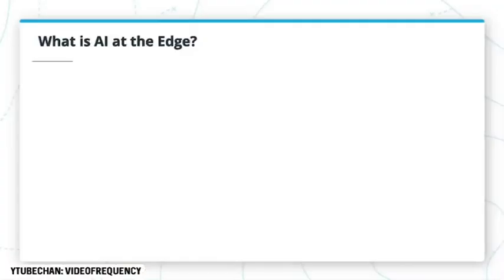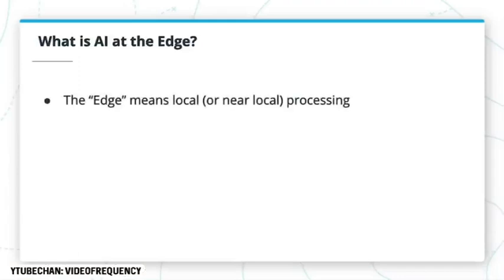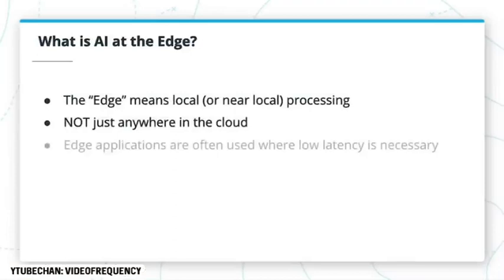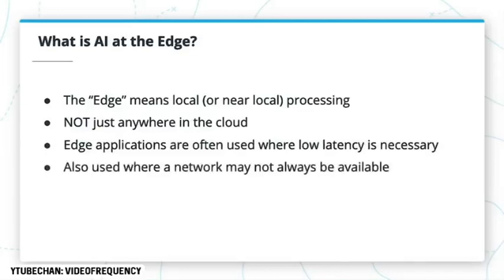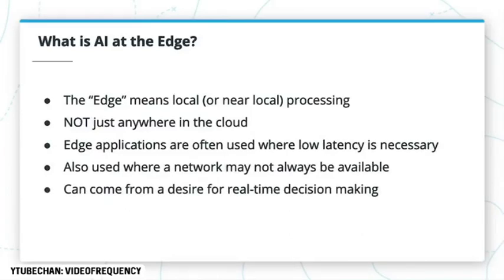As we start out this course, let's first look at what AI at the edge is. The edge means local or near local processing, as opposed to just happening anywhere in the world with the cloud. These types of applications are often used where low latency is necessary, or even when a network may not always be available. If there's a need for real-time decision making, an edge application is great to use.